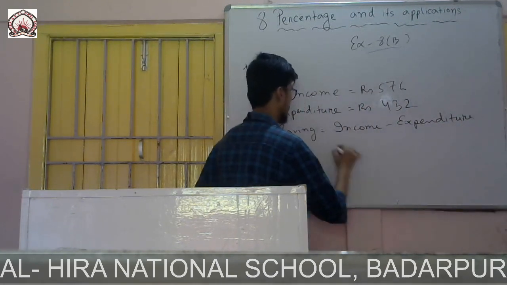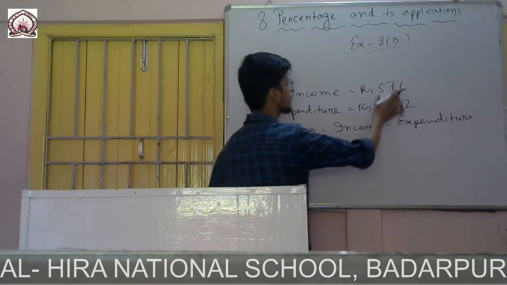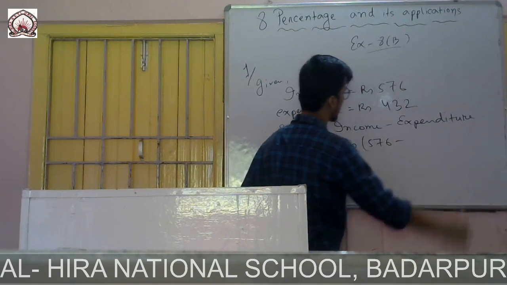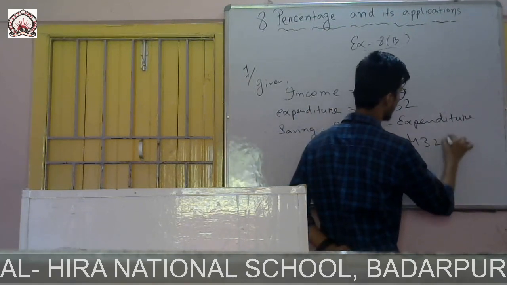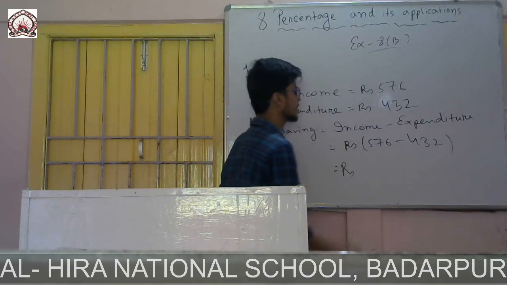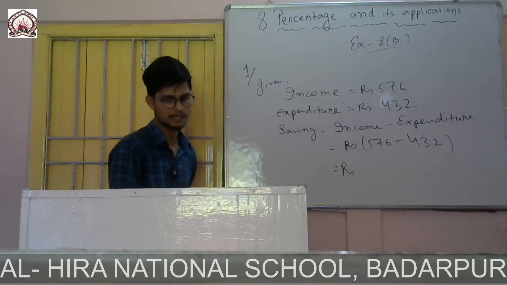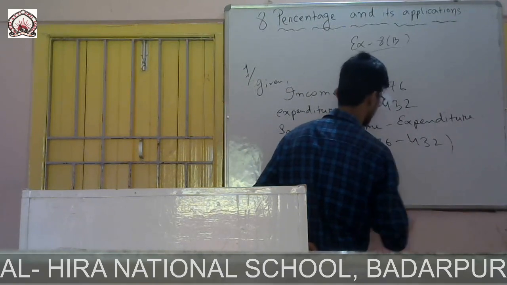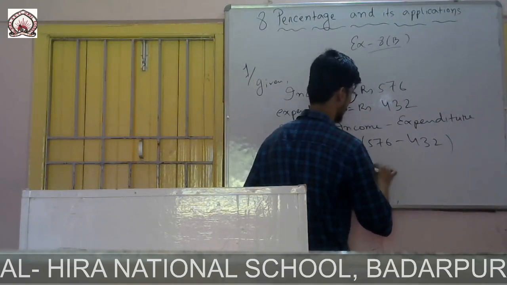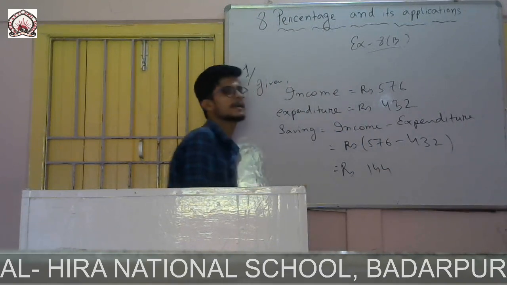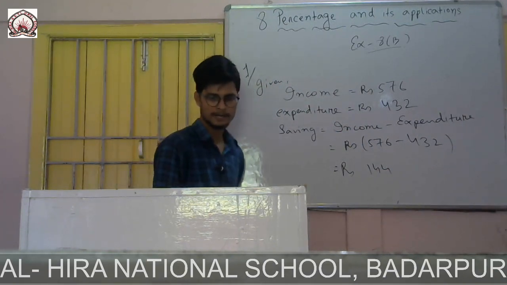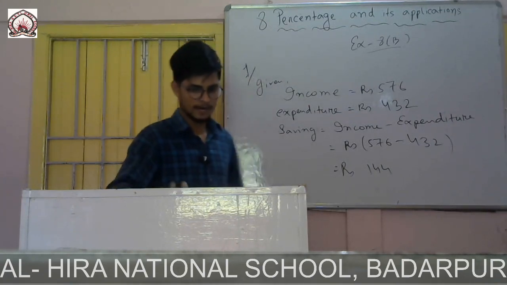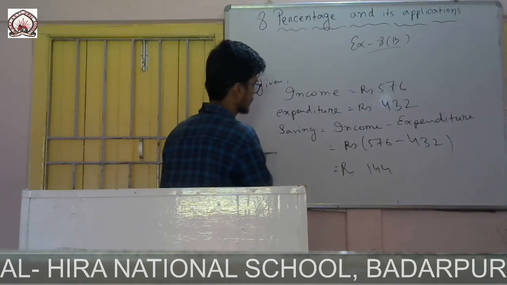Income minus expenditure: 576 minus 432. It will be 6 minus 2 is 4, 7 minus 3 is 4, 5 minus 4 is 1. So it is rupees 144. The question is to find the percentage, so we will find the percentage of income.